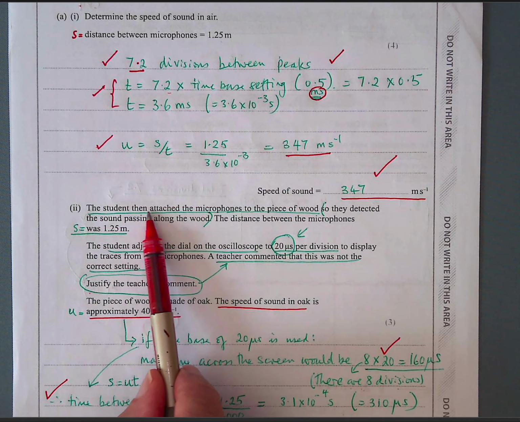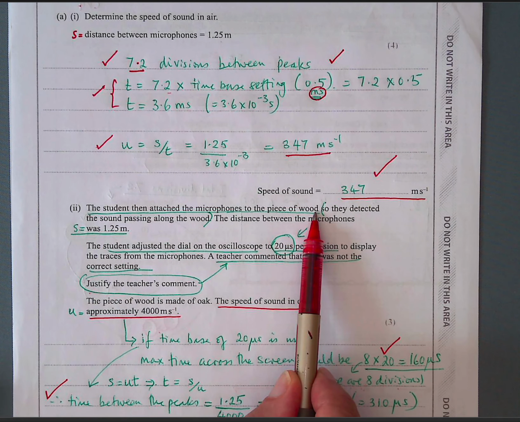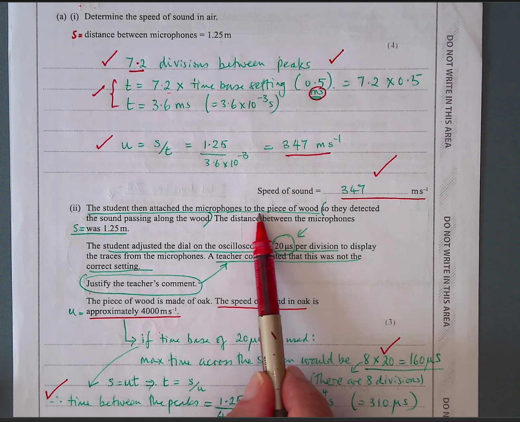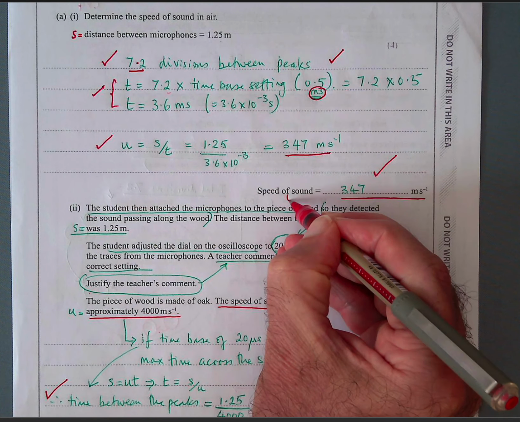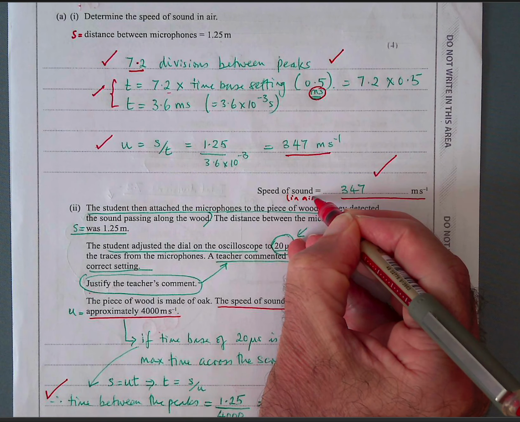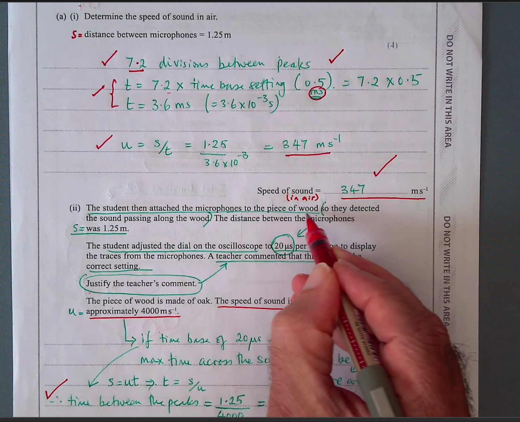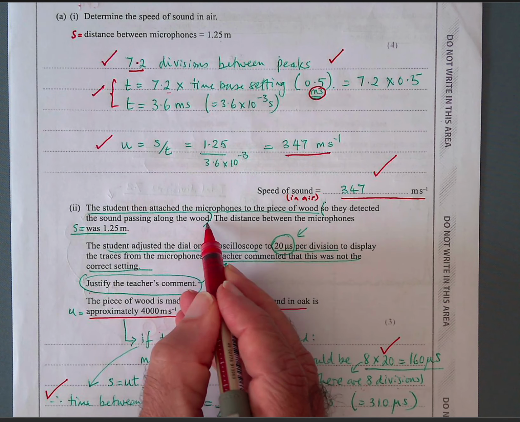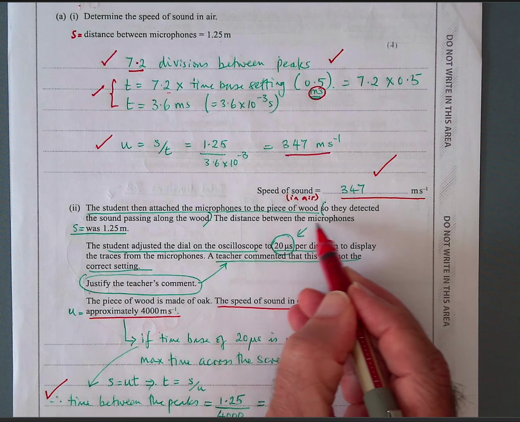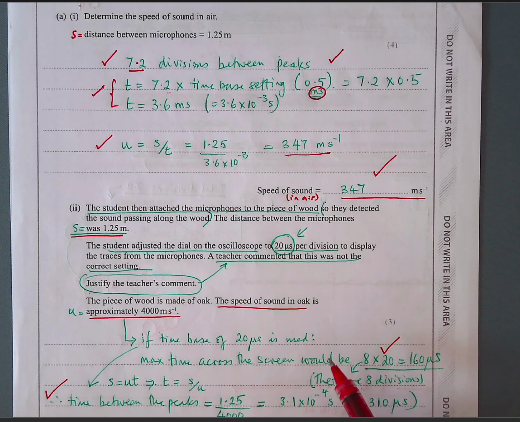Part 2. The student then attached the microphones to the piece of wood. It doesn't say how, and it doesn't matter how. So now you just have to realize the first bit was for the speed of sound in air, and now we're going to look at what happens when the microphones are attached to a piece of wood. So they detected the sound passing along the wood. Well, the distance between the microphones stays as 1.25 meters.